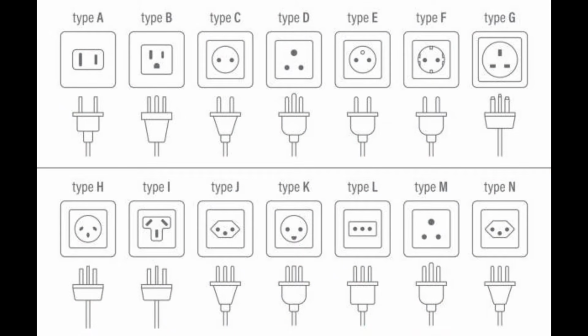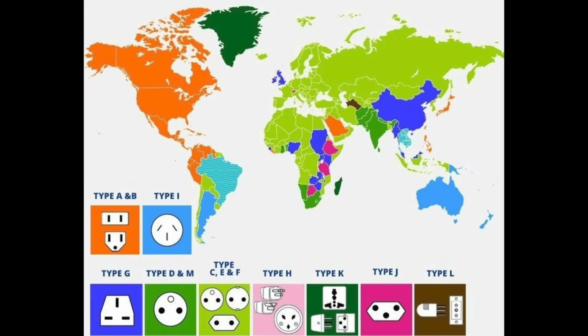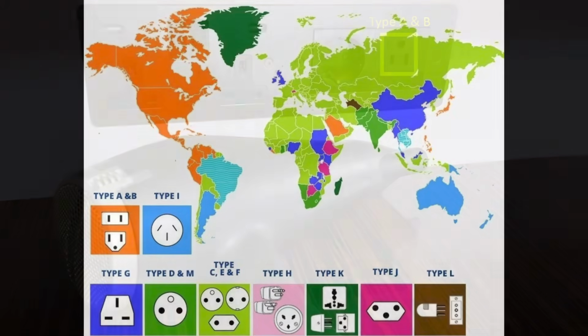You see the type A and B that you would see in the US, but what about all these others? C, D, E, etc. Where do these types belong? Well, here's a map showing the various countries and the different type of plug outlets they may use. If you're traveling to any one of these countries, you should be aware of which plug or plug adapter you'll need to take with you.